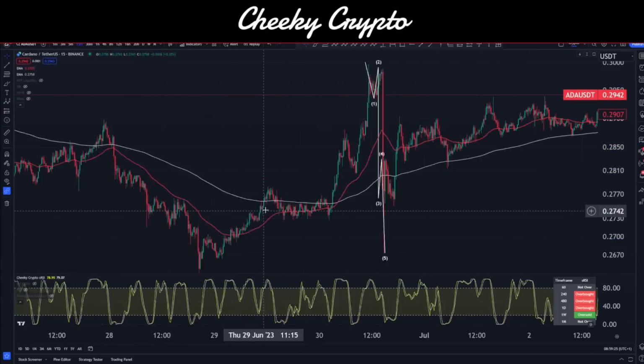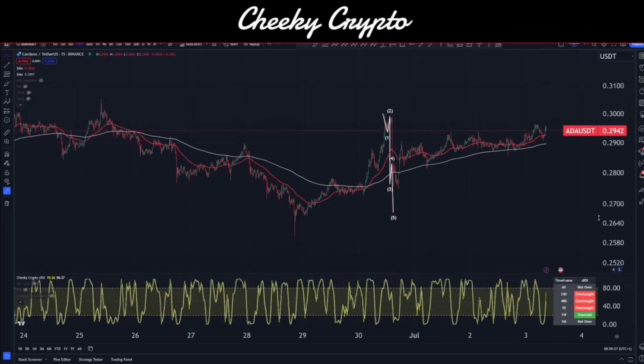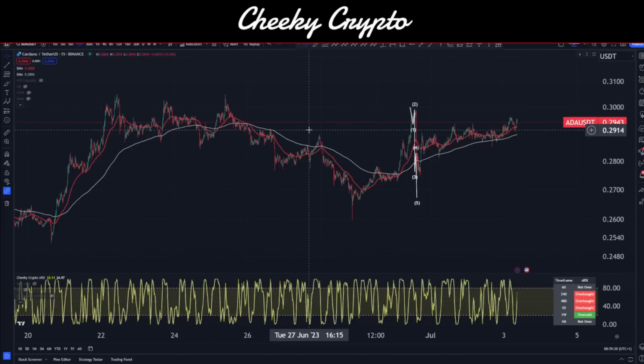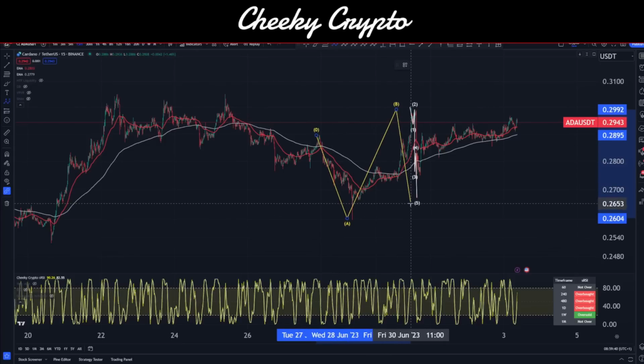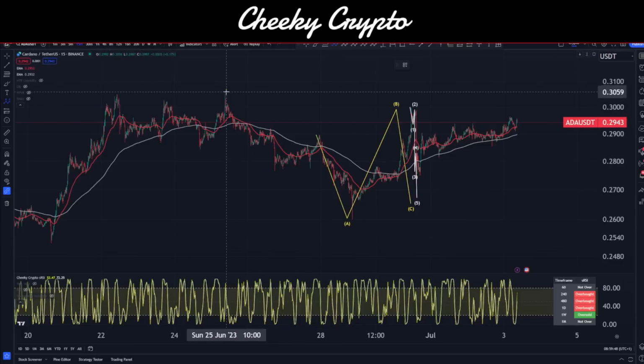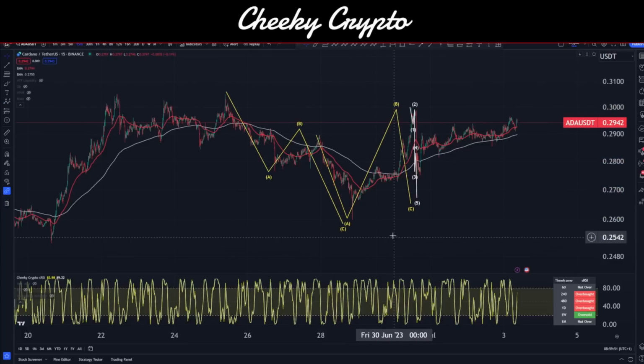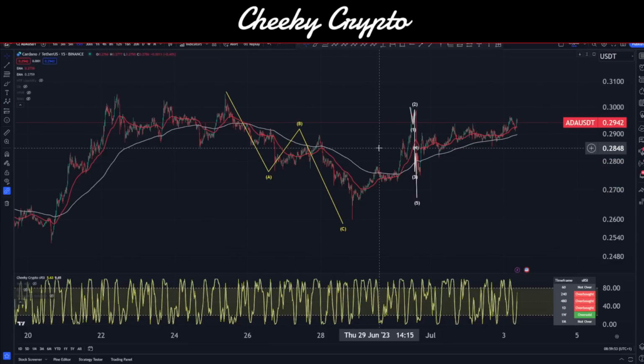Now that's important for a few different things, right? One, it could be a part of an irregular flat correction, right? A running flat correction is what it could be. That would be articulated like this, where we see an A wave coming down, a B wave going up, and a C wave coming down like this. That would be an irregular flat correction. However, we know that that wouldn't make sense because we have an ABC structure coming down here, and you can't double up your wave counts like that. So that doesn't look like what's going on.